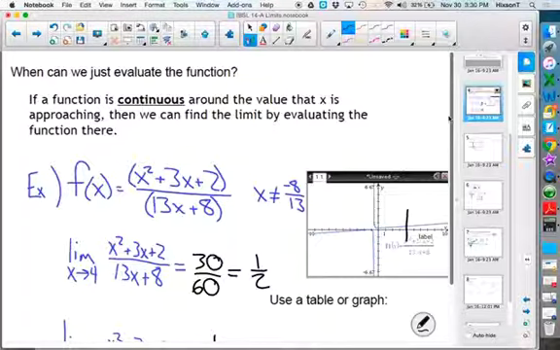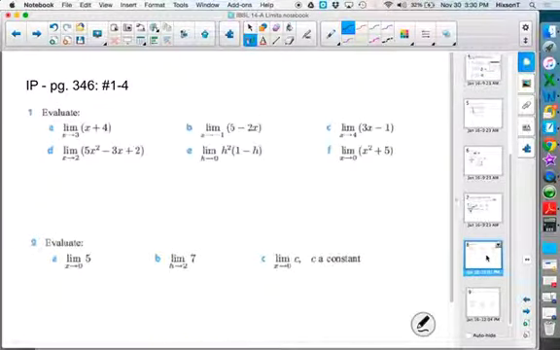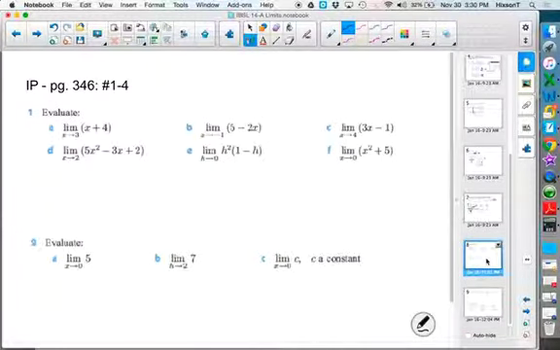All right, anyone have any questions about limits in general? Keep that in mind as you do a little bit of practice. Okay? Some of these you can just plug it in and evaluate. Others you can't. Okay? So, all right.